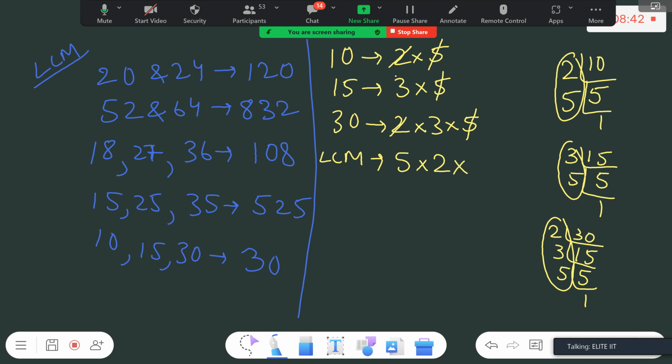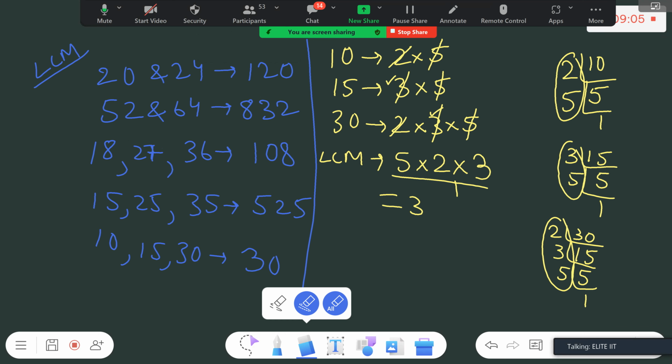Yes, you have 3 common here and 3 common here. So we'll cut them and write them only once. 3. Do you have any other number left? No number is left. Everything is done. So what is the LCM here? 5 into 2 into 3 is? 30. 5 into 2, 10.